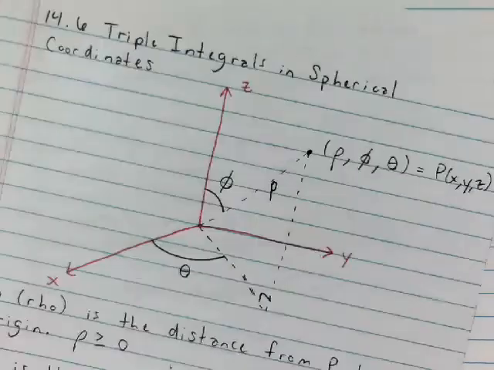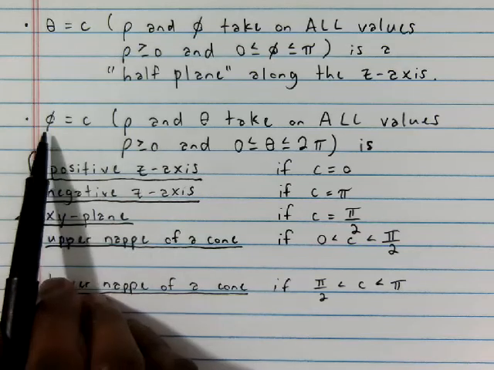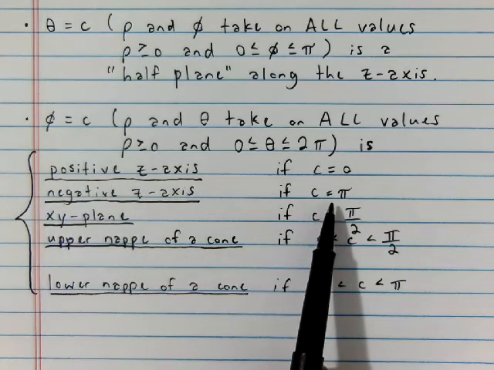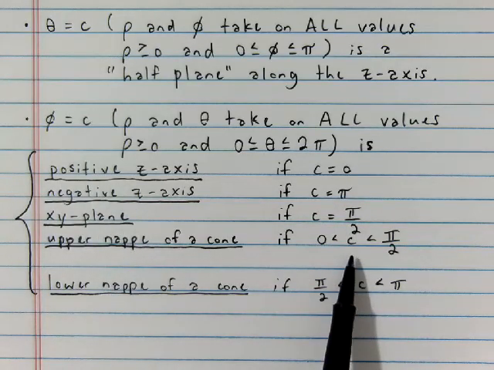You'll see a lot of these different equations as you go through and do problems. So it's useful to know that when you see phi is equal to pi somewhere, okay, that's just the negative z-axis. Or if you see phi is equal to pi over 4, for instance, you'll know that that is just the upper nappe of a cone. All right, so I'm going to stop this video here, and in the next video we'll talk about how to convert from rectangular coordinates to spherical coordinates and vice versa.